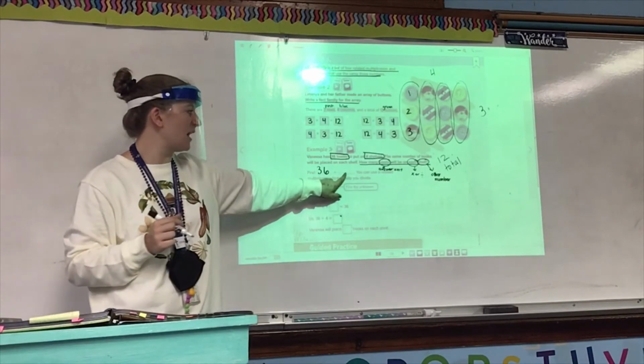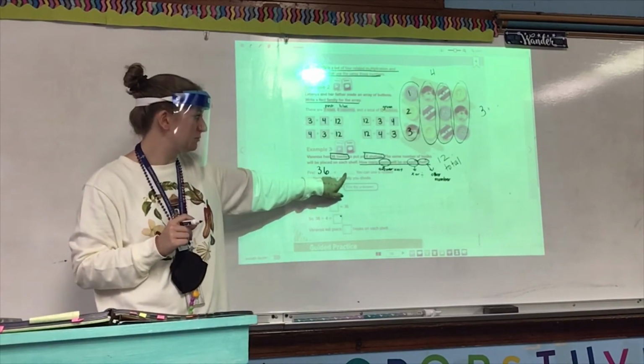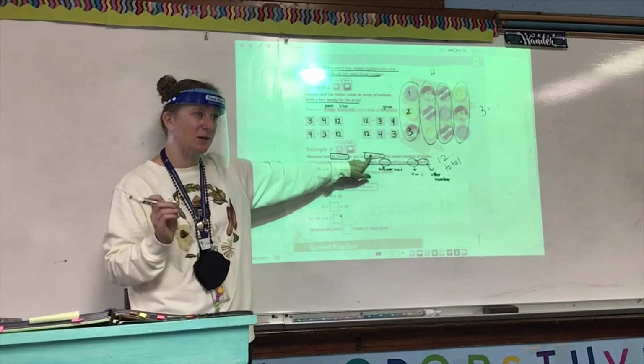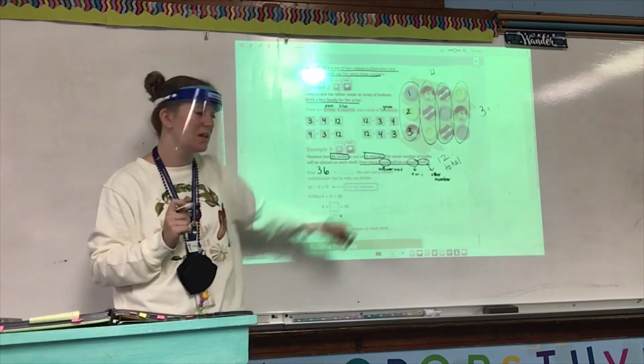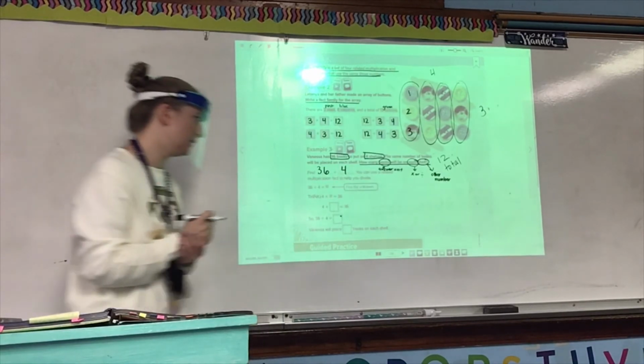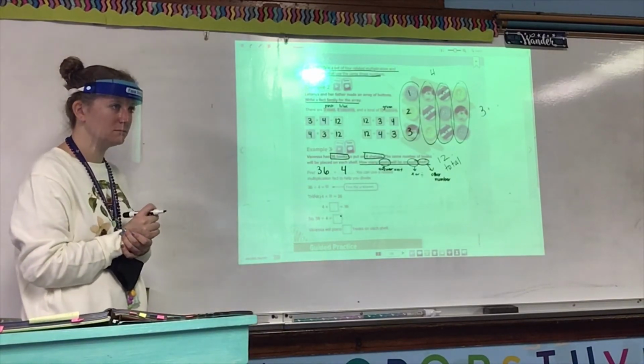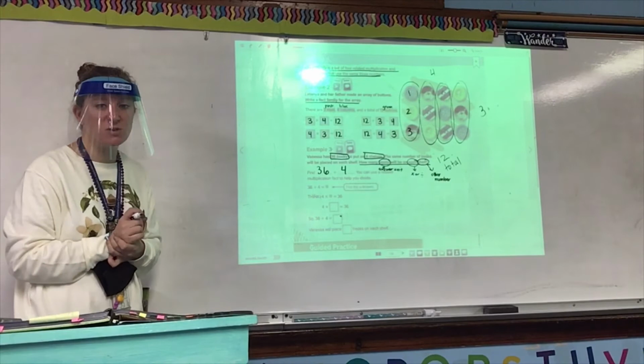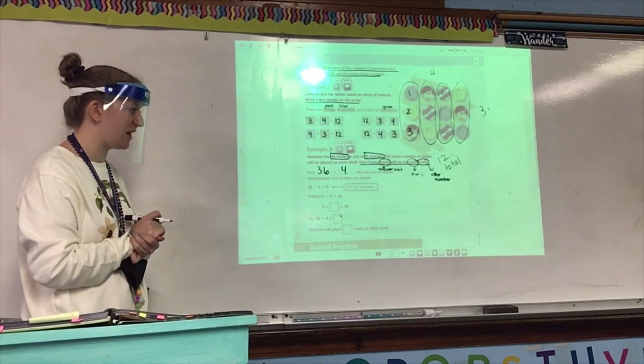and we need to divide by the number of groups. Well, we know there are 4 shelves, and there's going to be objects on each of those 4 shelves. That means we're dividing it into 4 groups. So our division problem is 36 divided by 4.